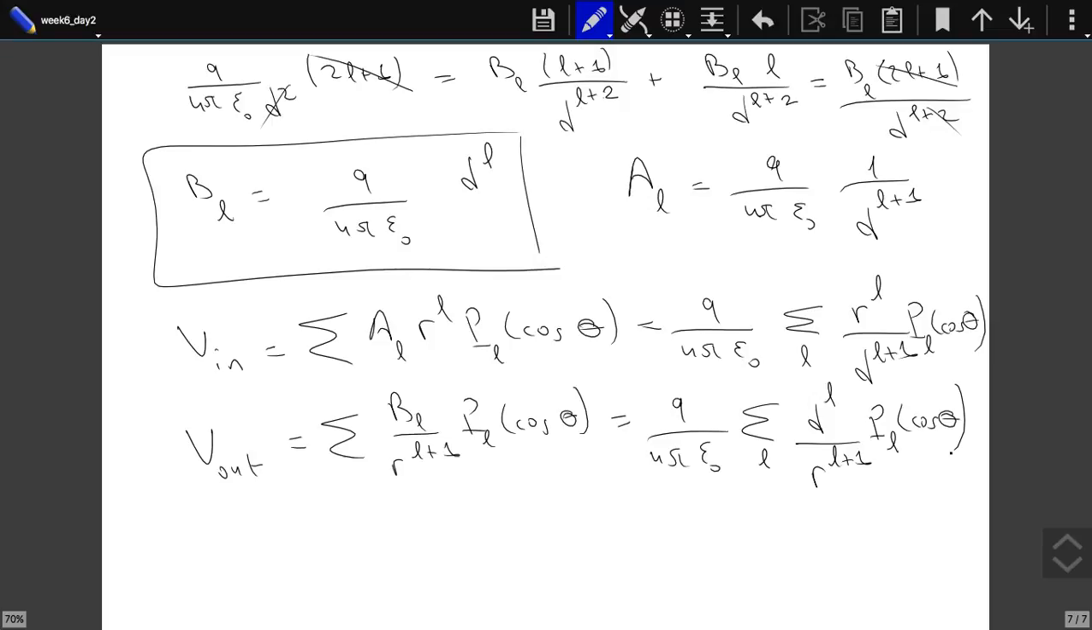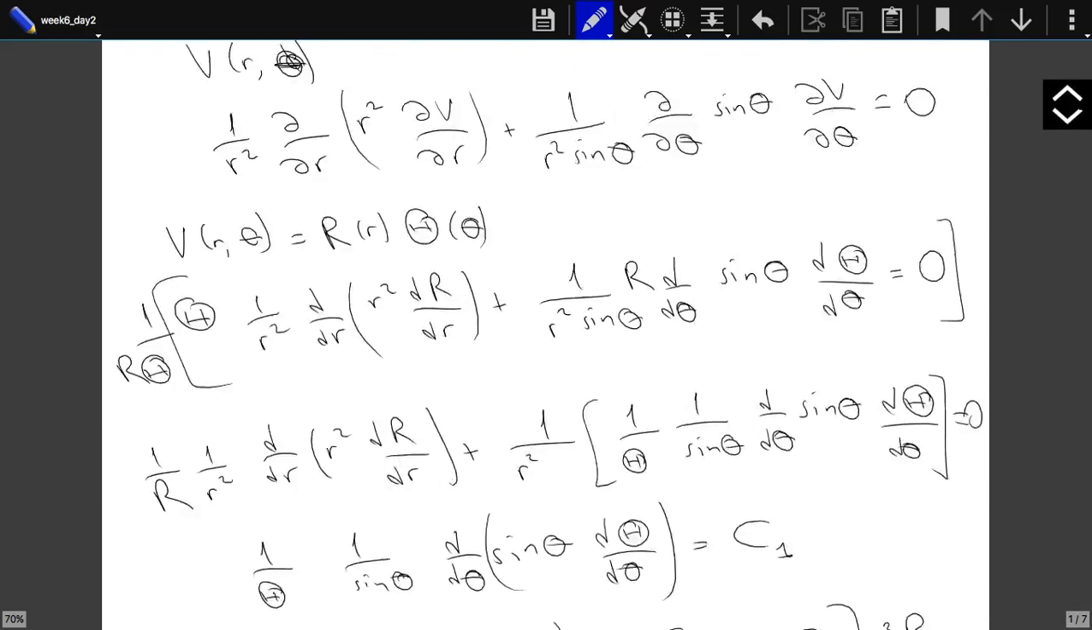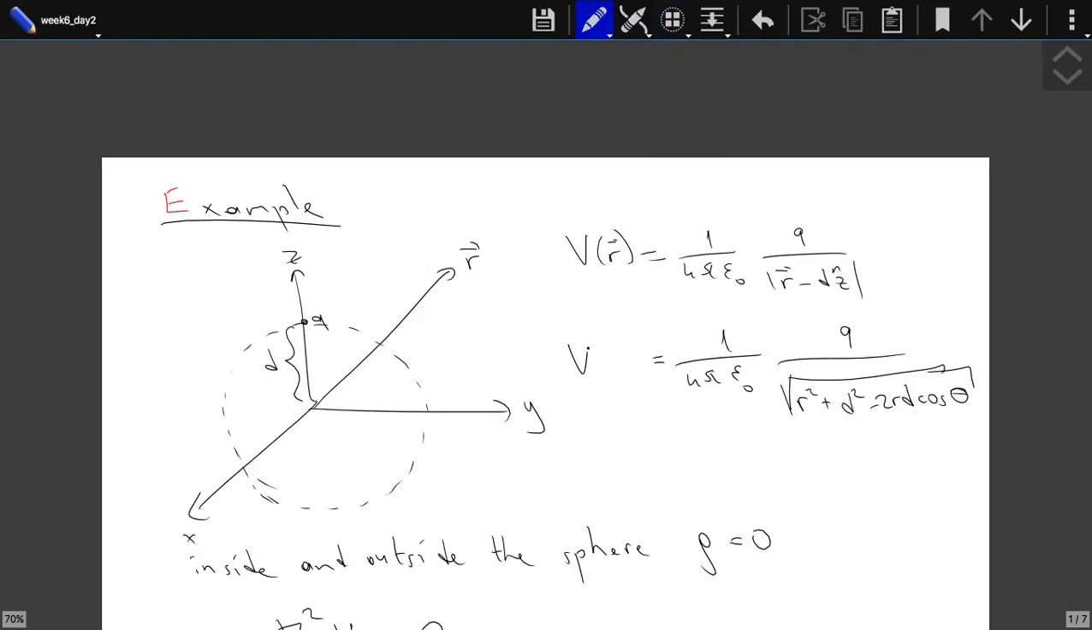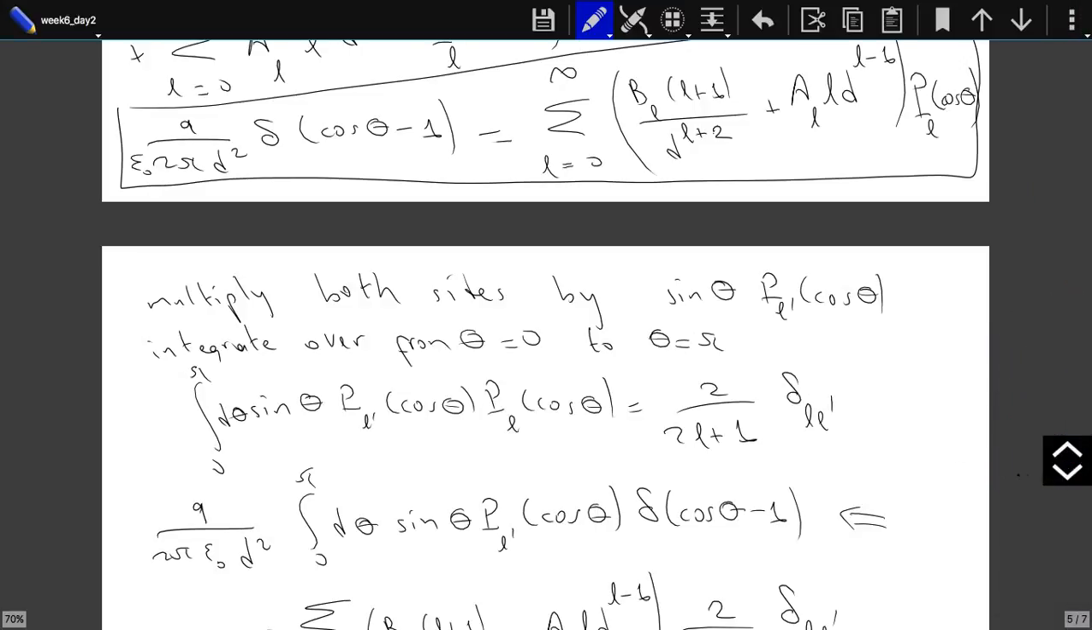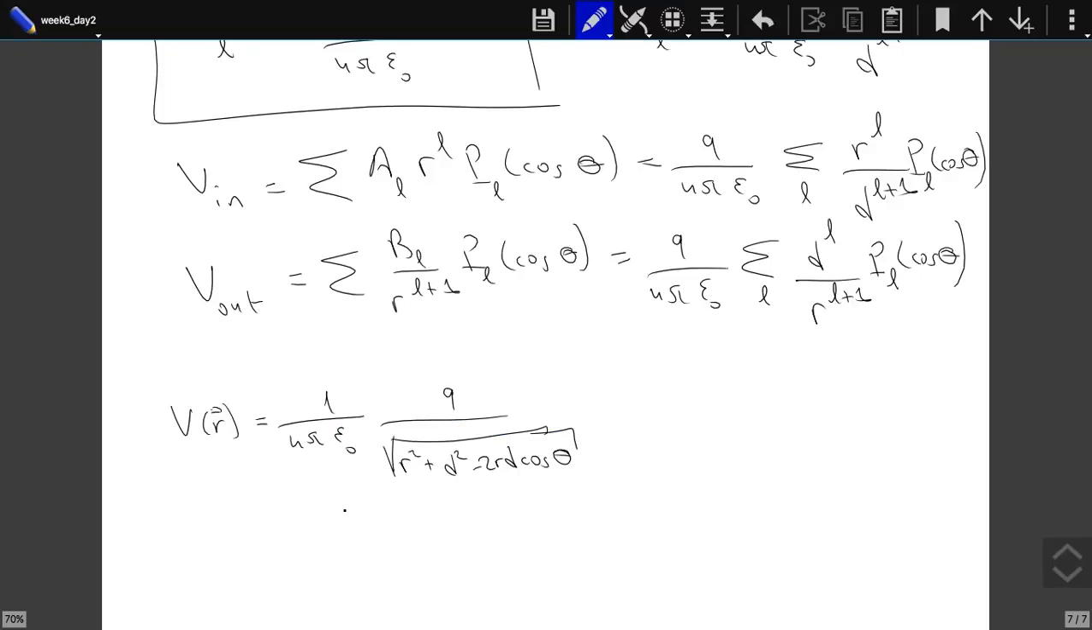Now I will do one aesthetic modification. We already know the answer to this problem. We had written it over here. This answer is correct both inside and outside the potential. Let me define two things. I will call R large to be the maximum of R and D, and R small to be the minimum of R and D. So in general, R can be larger than D or smaller than D.